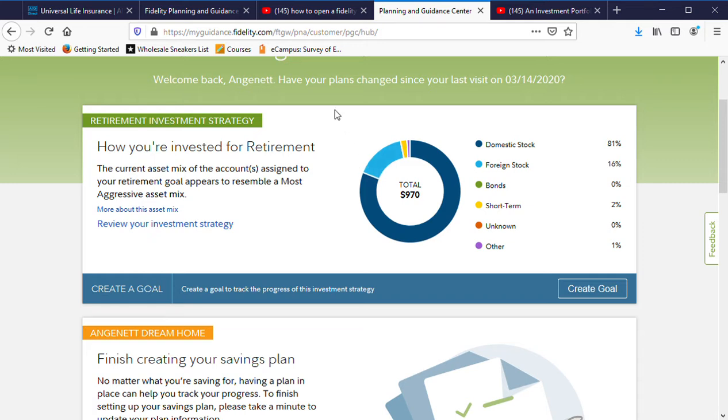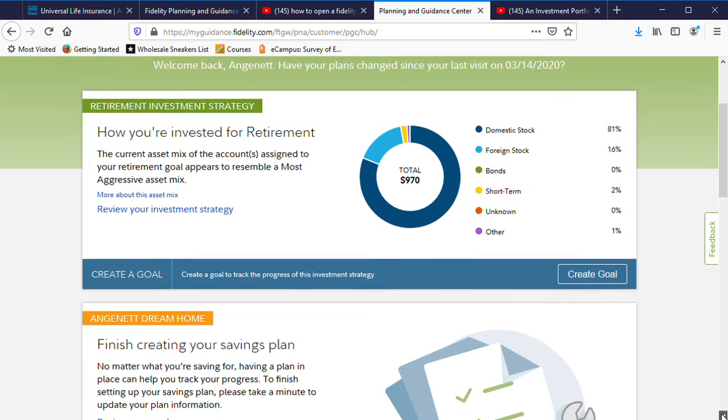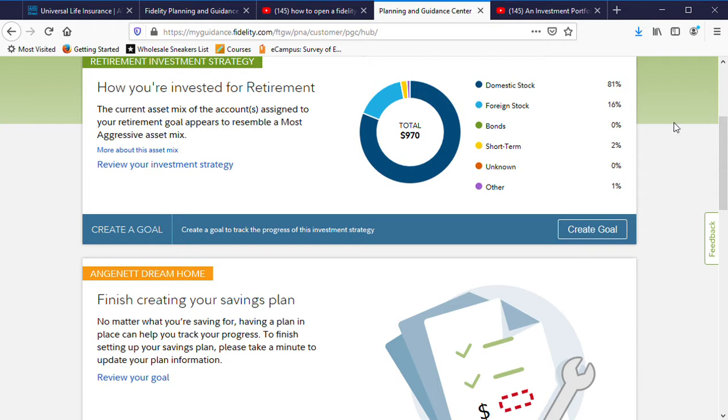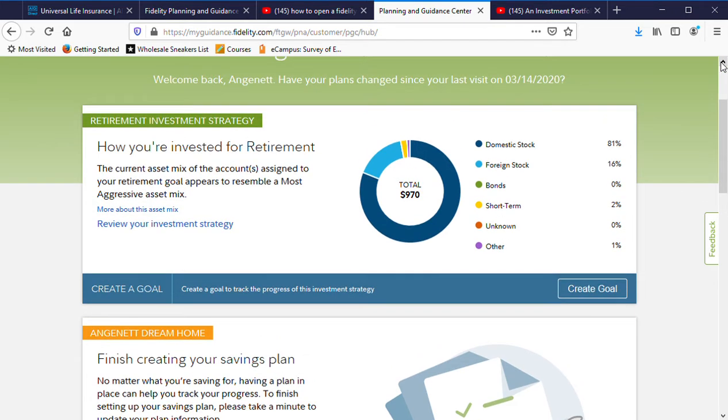Now, when you get to the retirement investment strategy, this determines how you allocate your money, where you want your investments to go, and who you want to purchase from. So this is mine. I have domestic stocks, those are stocks that are in the United States, the U.S. So 81% of my stocks are invested in United States funds.